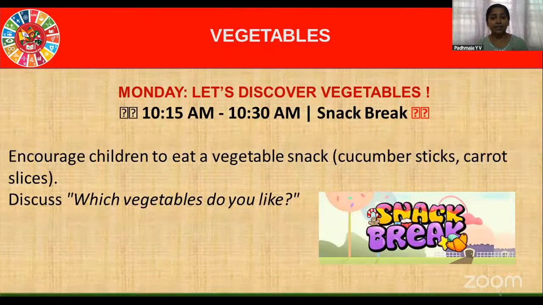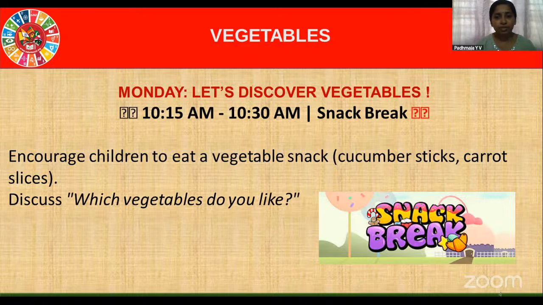While they are eating, teachers can discuss which vegetables they like, why they like to eat cucumber, and what the importance of it is. All this during the snack break, while they are eating, one by one they can go and interact with the child, talk to them and explain the importance of it.